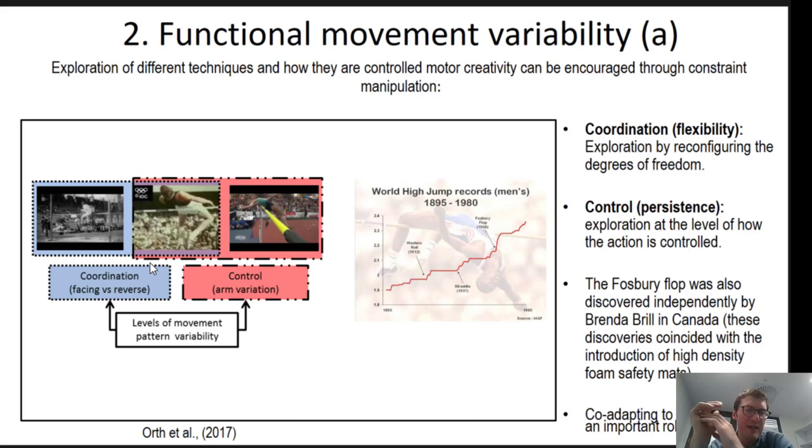So well done. A very final thing that I'll note is it turns out that there's also a lady from Canada. Her name's Brenda Brill, right? She apparently also developed this same technique independently of Dick Fosbury at about the same time. And what this shows is that it's not necessarily the individual being responsible for this new technique. It's that the environmental conditions, this technology, has actually made it possible for other people to find it.